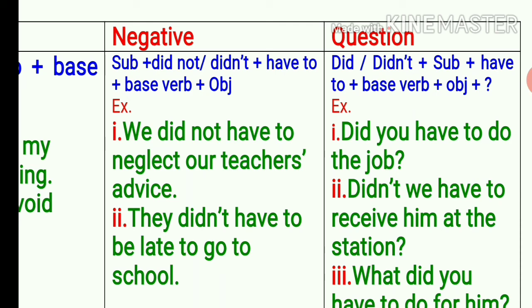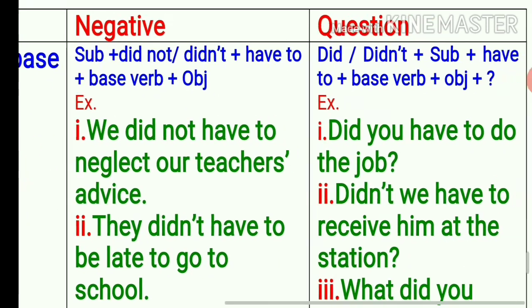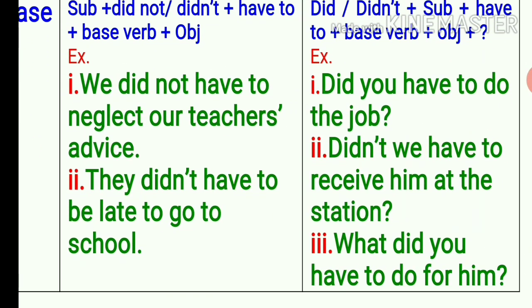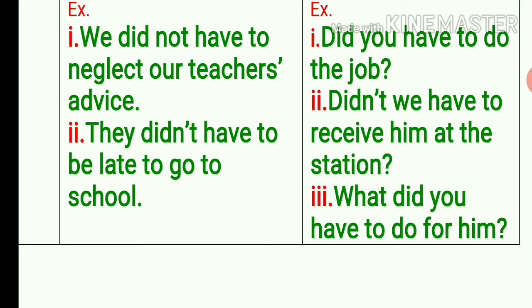And then questions. In questions, the structure of had to: did or didn't plus subject plus have to plus base verb plus object plus note of interrogation. Okay, now examples. The first example, did you have to do the job? The second one, didn't we have to receive him at the station? And the third example, what did you have to do for him?